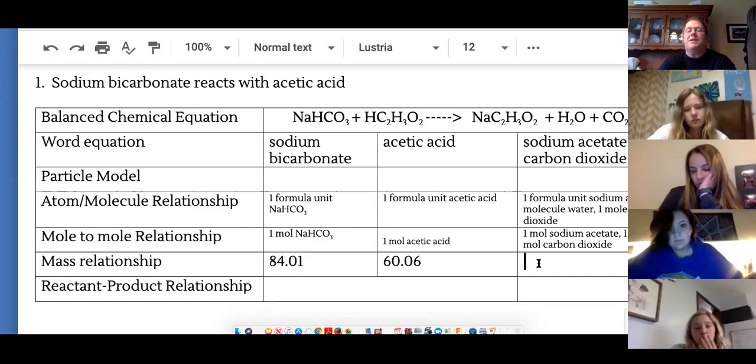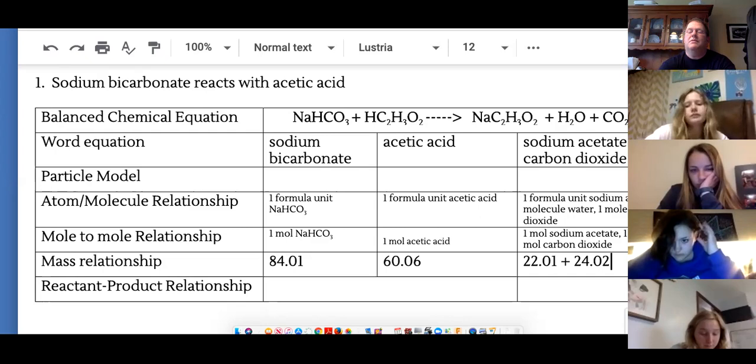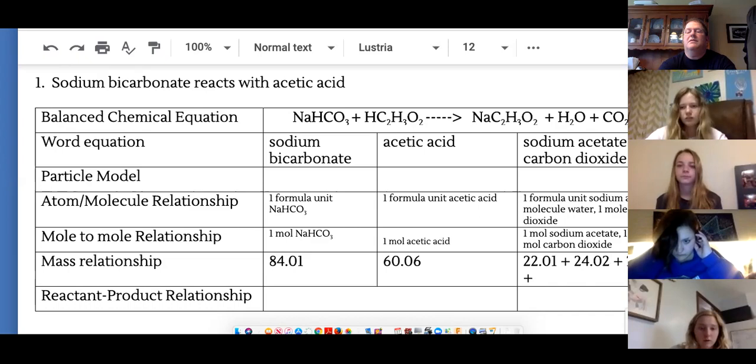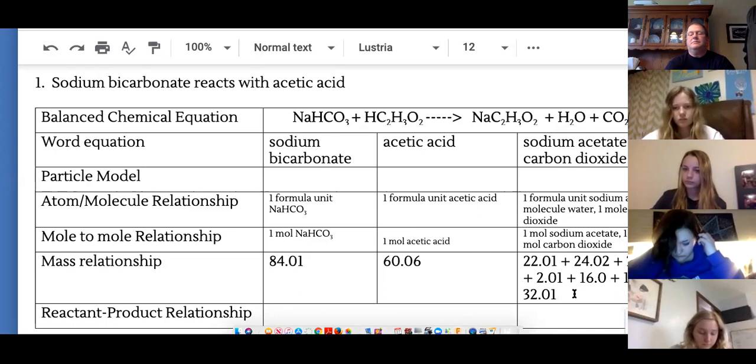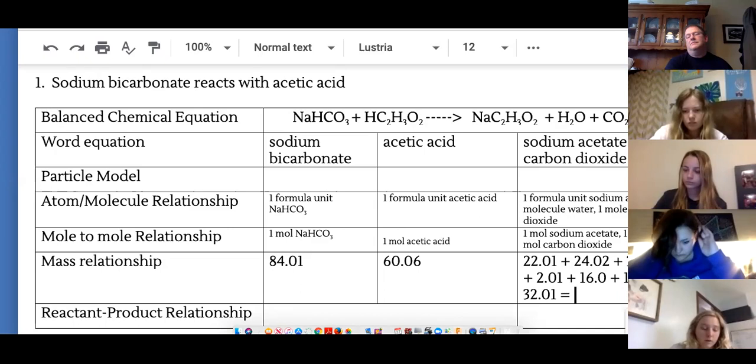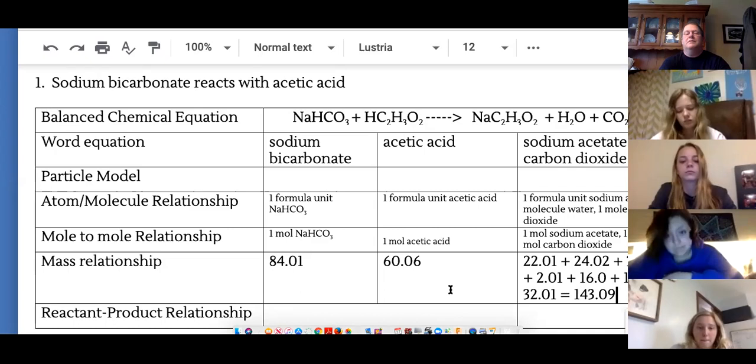Do the long way on this one. If we look at sodium acetate, we have one sodium, two carbons, three hydrogens, and two oxygens. That's our sodium acetate. We have a water: two hydrogens and one oxygen. And then we have a carbon dioxide: one carbon and two oxygens. Total that up. 143.09.